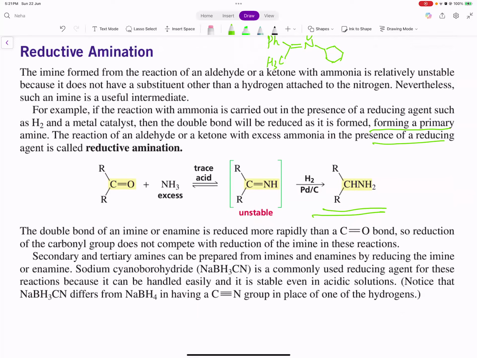And sometimes we use this, sodium NaBH3CN, sodium cyanoborohydride is used. And again, why it is stable even in acidic conditions. See, NaBH3CN differs from this because it has a CN group in place of one of the hydrogens. So this is another reagent. I don't know if you have it in the NCERT or not, but you can check.